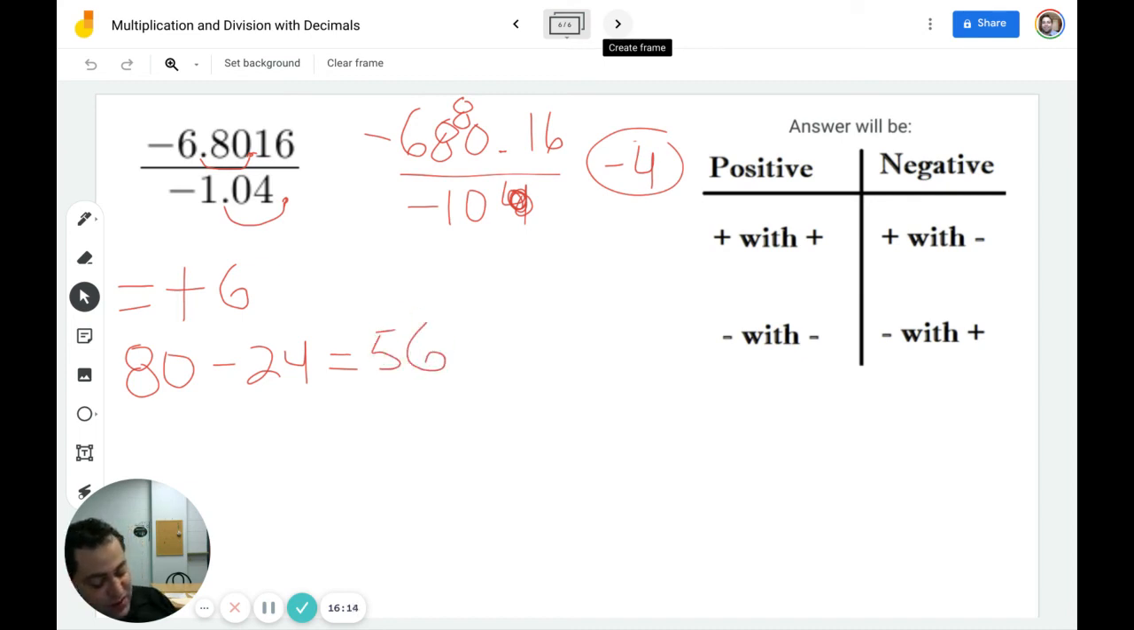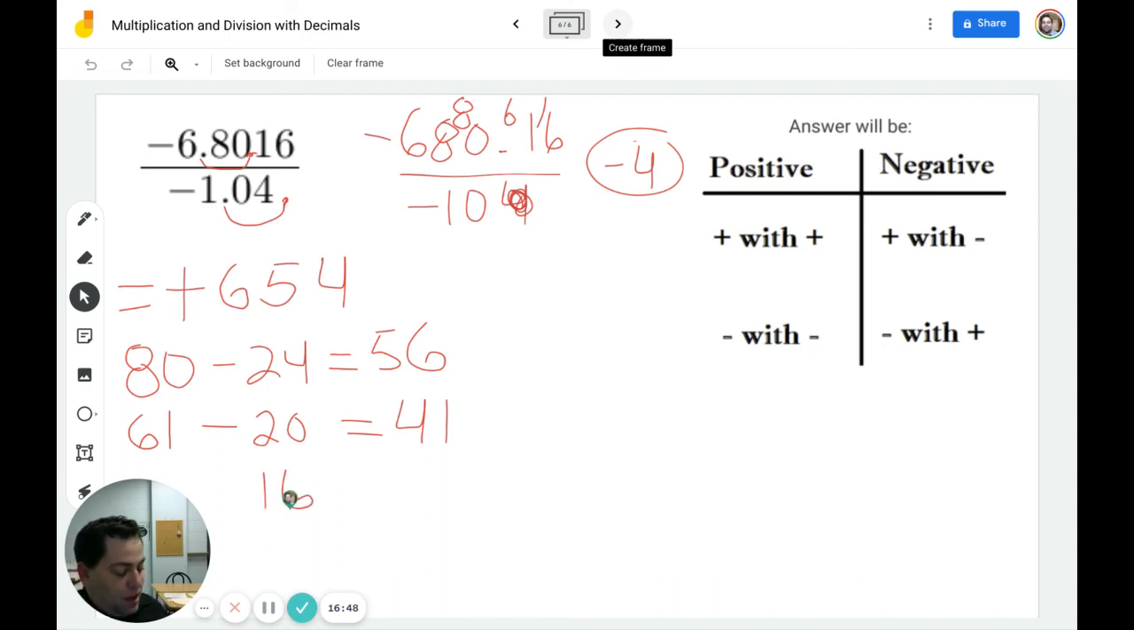10 into 56 goes 5 times, with 6 left over. So I have 61 minus 5 times negative 4, minus 20. And that's going to leave me with 6 minus 2, or 41. I know that 10 goes into 41 4 times, with a remainder of 1, so that's going to be 16. And then I have to subtract, and I'm on my last number, so we're going to return to 104 at this point. But 16 minus 4 times 4 is going to be 16 minus 16, which is 0. So I have no remainder.